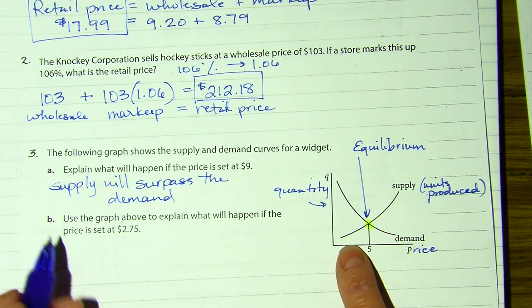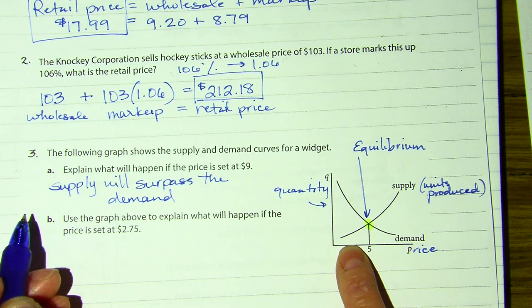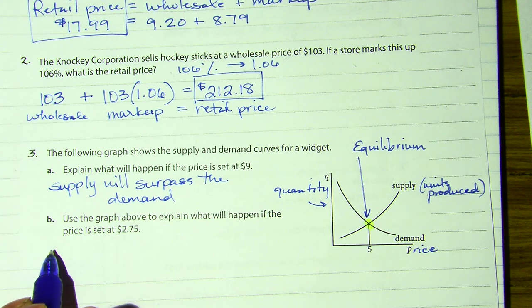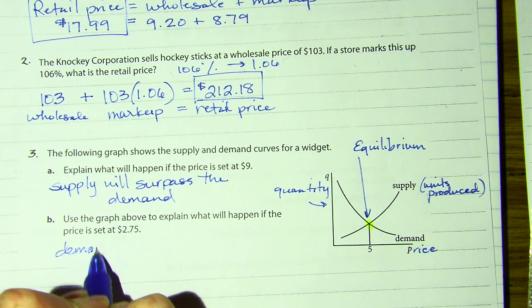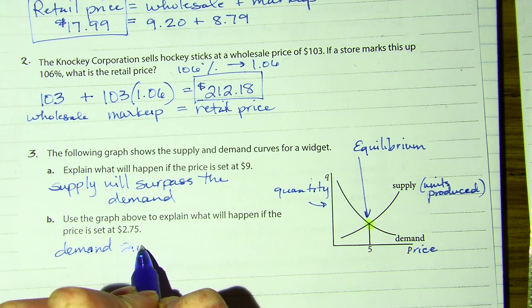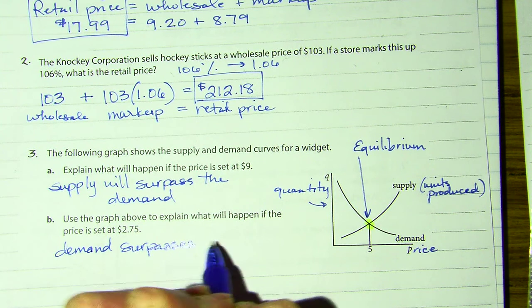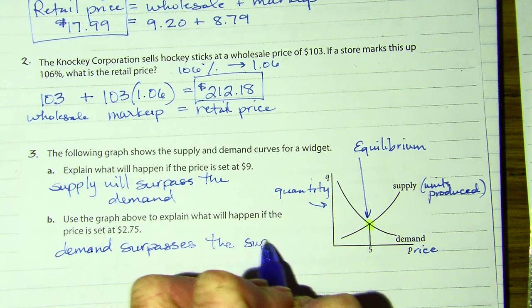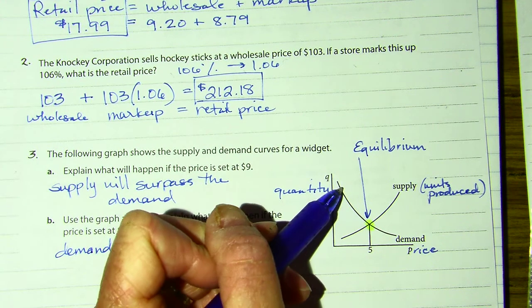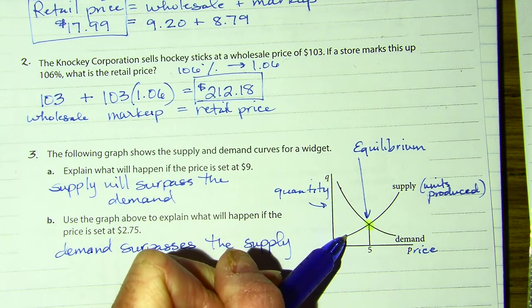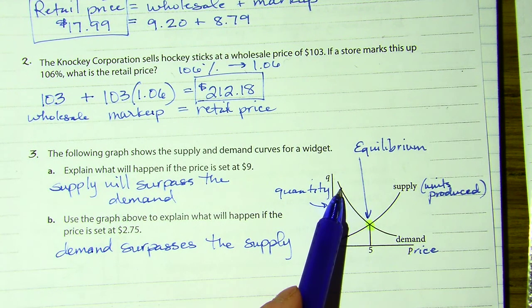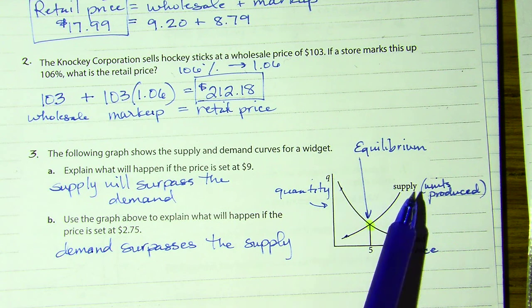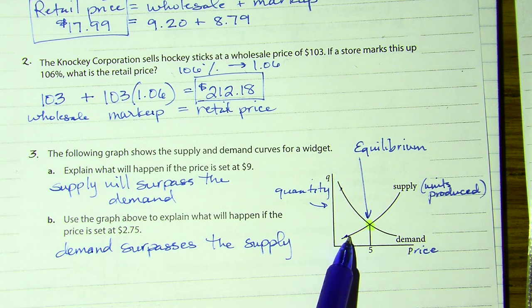Use the graph above to explain what will happen if the price is set at $2.75. So if I'm way over here, all of a sudden I have that my demand is going to surpass the supply. Look at here's my demand, but I'm only producing so many. So you don't have as many units, but everybody wants them. And they're probably not being produced at much because they're being sold so cheaply.